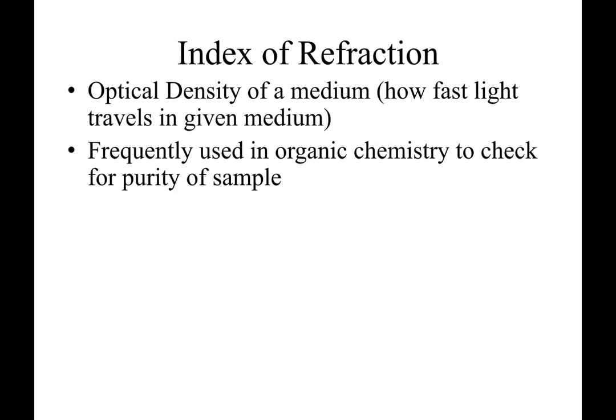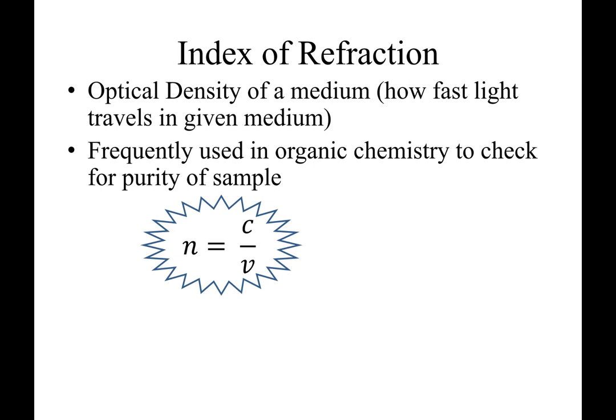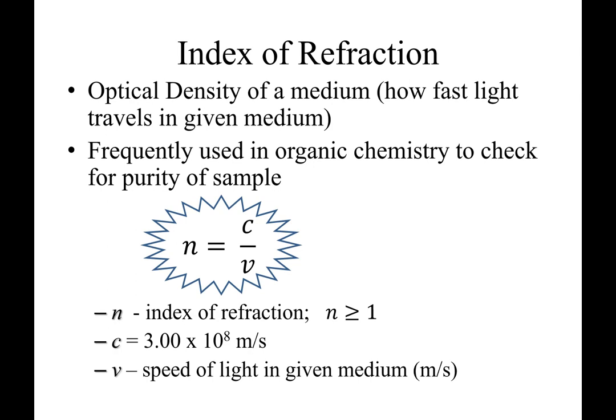This index of refraction, practically used, for a lot of you, you may be taking organic chemistry in your future. And in the lab for that, frequently you'll use the index of refraction to check the purity of the clear, colorless liquid you create. Now, the index of refraction, n, is simply equal to the speed of light divided by the velocity of the wave, or the velocity of that light in that new medium.